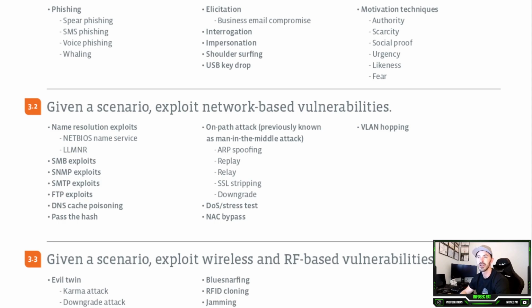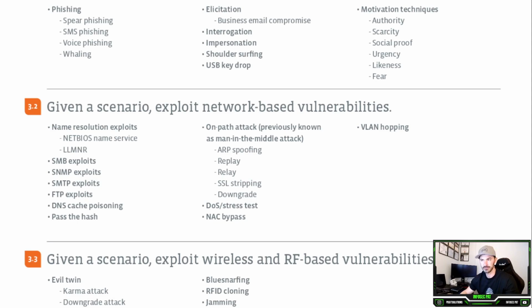So, given a scenario, exploit network-based vulnerabilities. NetBIOS names, LLMNR. So these are critical. Like if you're a Windows shop and you run something like Responder, you can compromise the hash and try to crack it. SMB exploits, SNMP exploits, SMTP, FTP, DNS poisoning, pass the hash. This is all cool stuff.